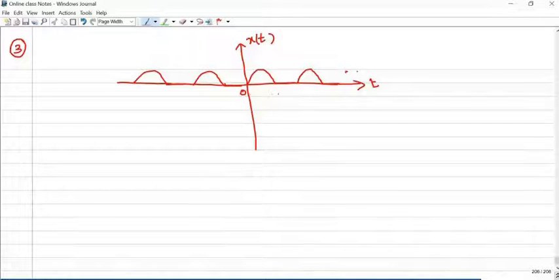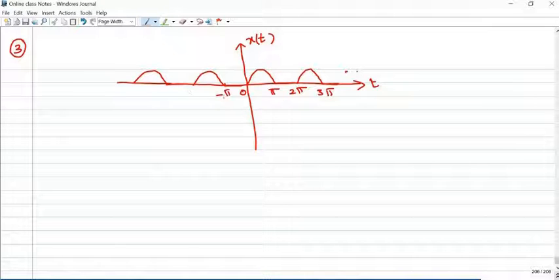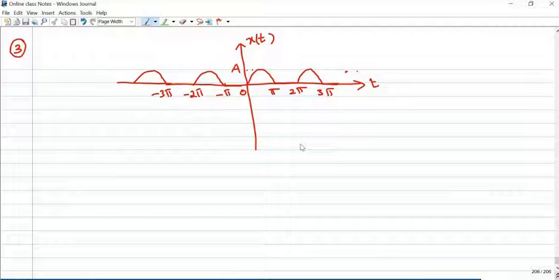0, pi, 2 pi, 3 pi. Here it is minus pi, minus 2 pi, minus 3 pi, and so on. The magnitude of the signal is A. Find the trigonometric Fourier series for this signal. So can anyone remember what this signal actually is from electron devices? You studied this, some rectifiers. Half wave rectifier. So this is the output of a half wave rectifier.